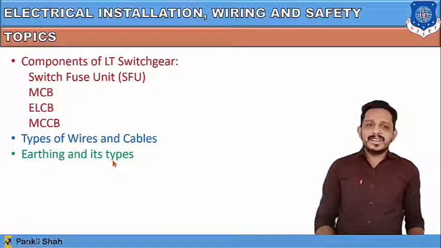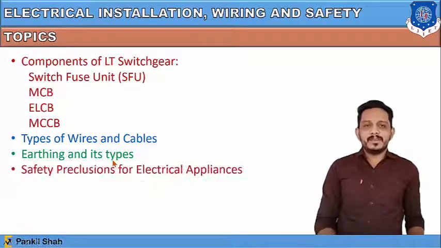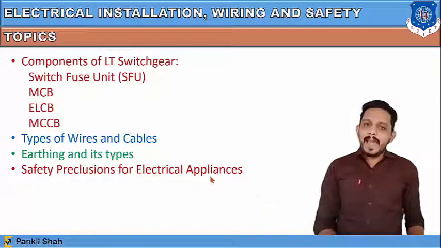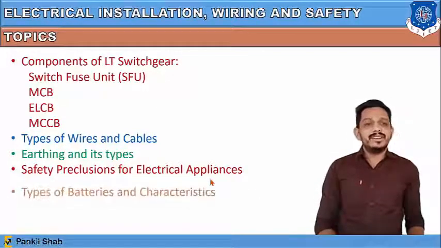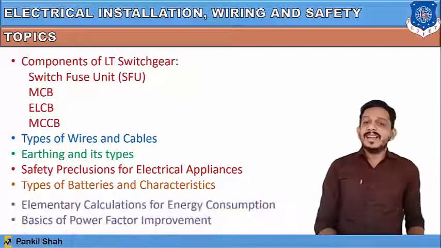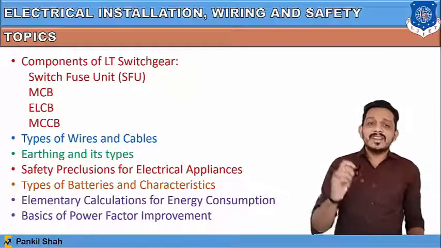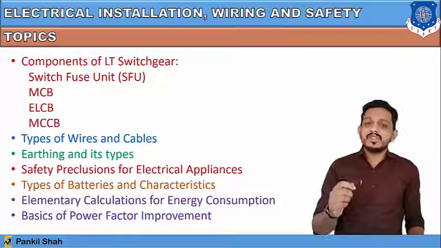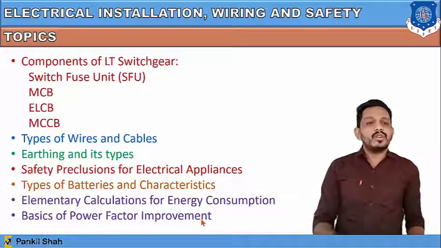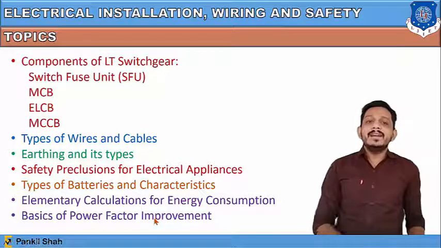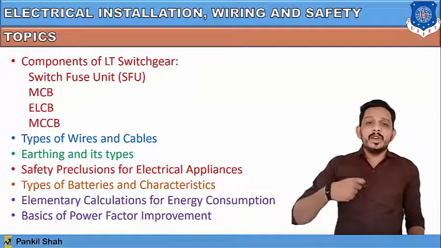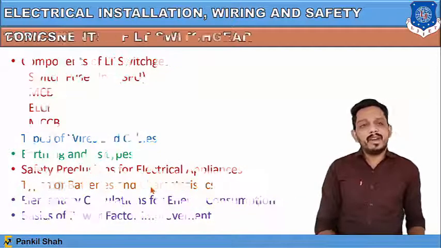Then we will discuss earthing and its types. Then some safety precautions for electric appliances. Then we will discuss different types of batteries and their characteristics. And in the last topic of this chapter, we will discuss the elementary calculation for energy consumption, the importance of power factor, and the methods to improve the power factor of any electric system.